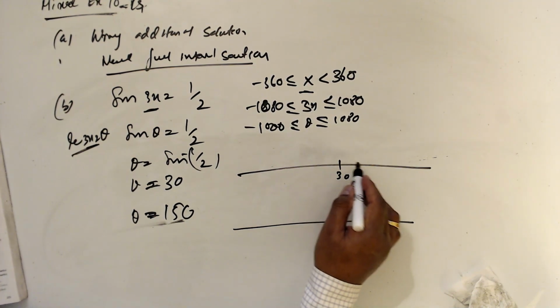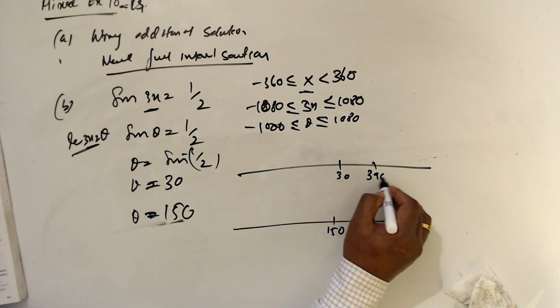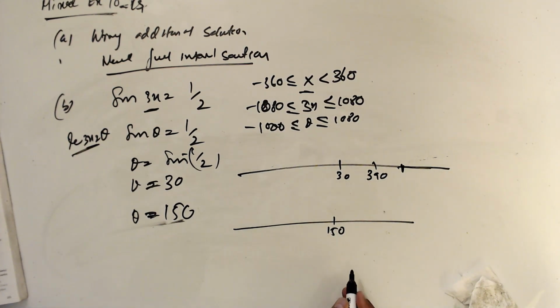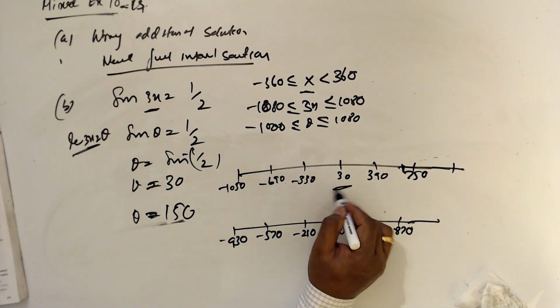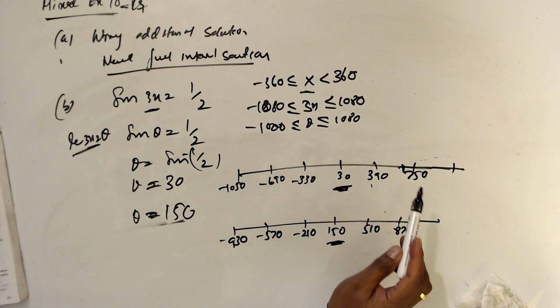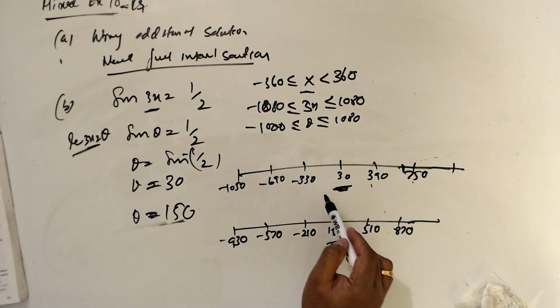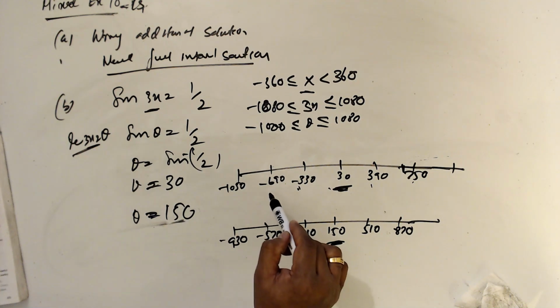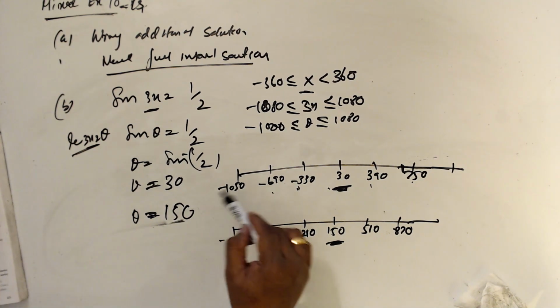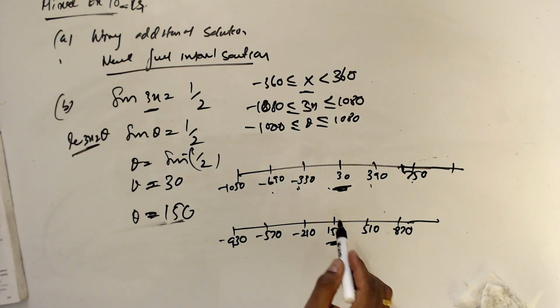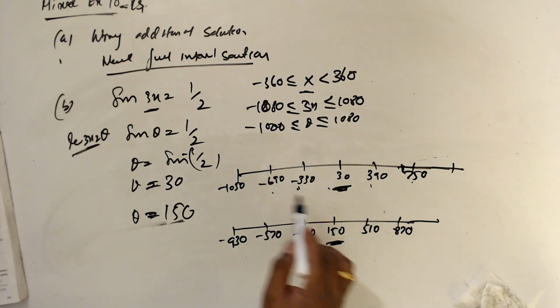Let's find one here, 30, other is 150. Let's add 360. So this is 390, and 150 plus 360. Now I found the main two numbers. Then I add 360 and I take away 360 from here. Then again I subtract 360 from here, and I go to the left, same as this one. There are lots of answers.